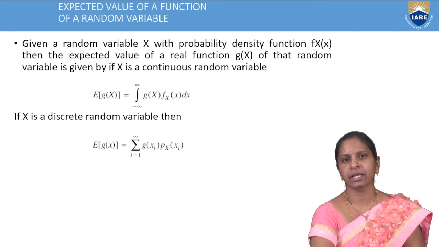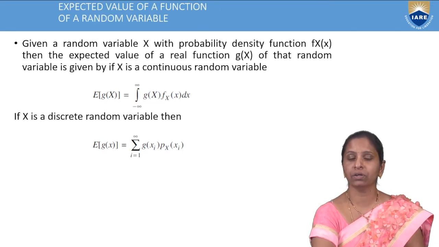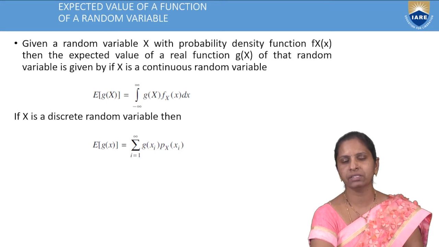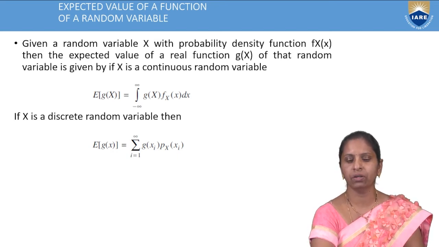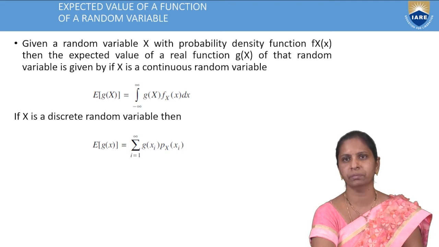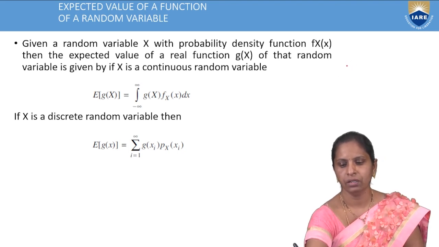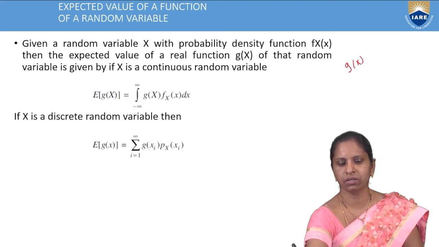Next we will see the expected value of a function of the random variable. Till now we have seen the expected value of a random variable for continuous as well as discrete type. Now we are seeing the expected value of a function of the random variable, for example, g of x. What is g of x here? It is a function of the random variable x.